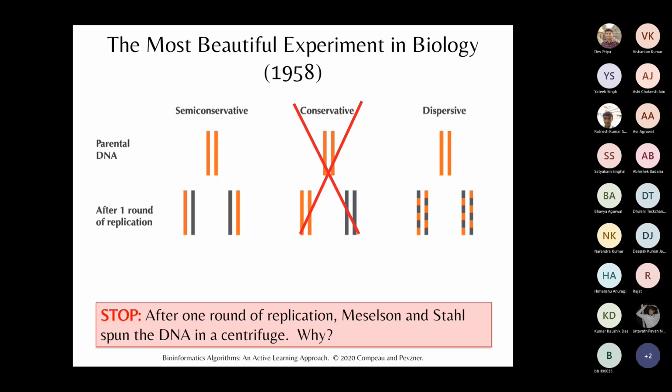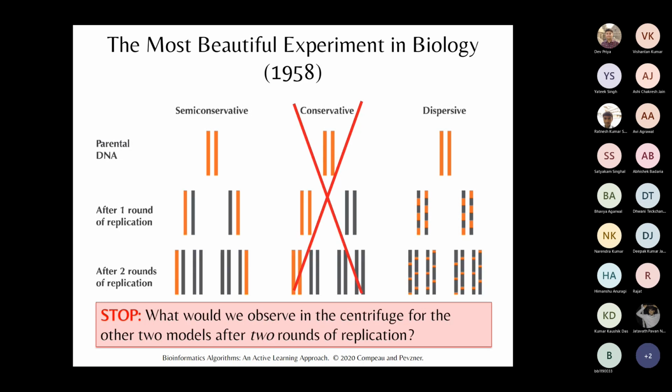So what if there were dispersive replication? What would happen after two rounds of replication? Again, we'll have a singular band in the process. Are you sure you can have a singular band? Oh, yes, sir.